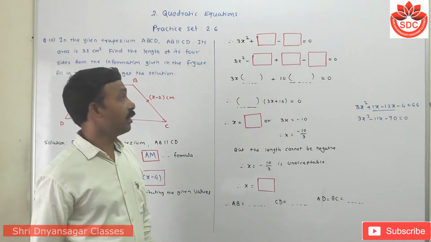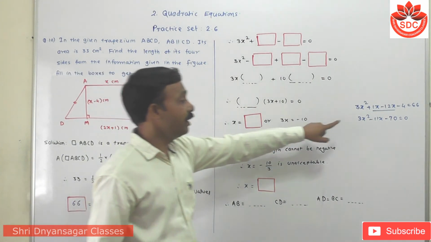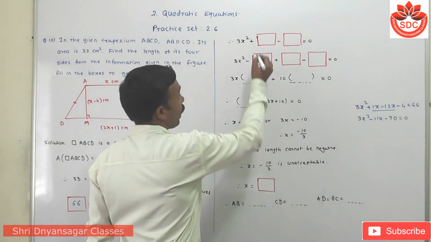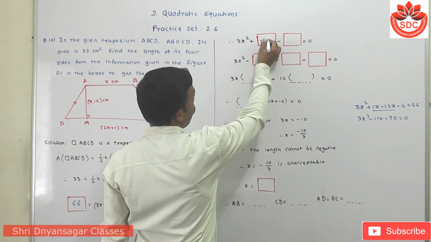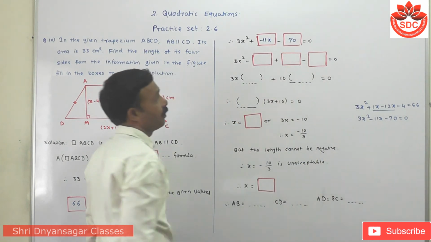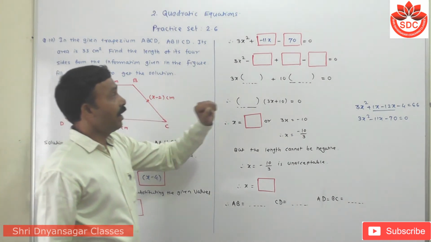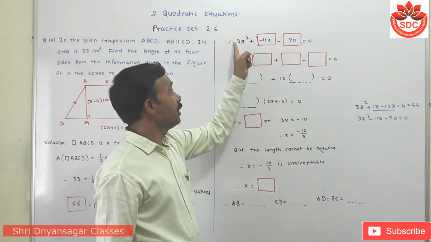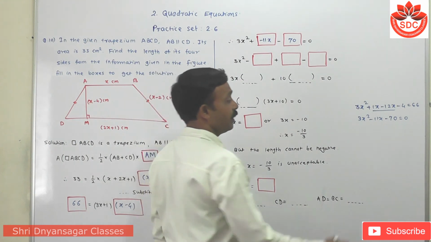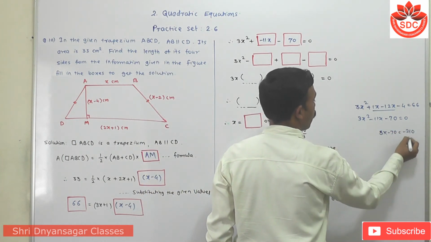This is a quadratic equation. Student, here 3x square plus, I have to write minus 11x in this box, and this minus 70. Then this is a quadratic equation. Find out the product of A and C. A is 3 and C is minus 70, that means 3 into minus 70 is equal to minus 210.